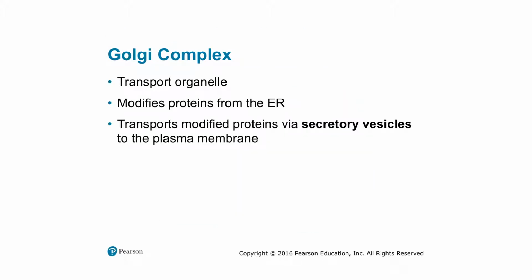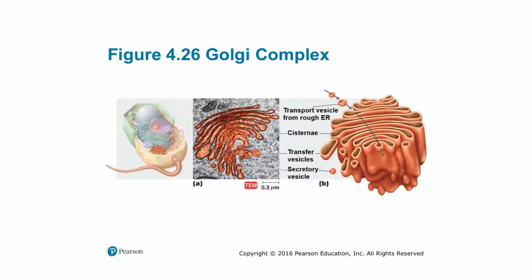The Golgi complex, these transport organelles, modify proteins from the endoplasmic reticulum. The modified proteins are transported via secretory vesicles to the plasma membrane. And so here, you should know that there's a cis face and a trans face. This is the cis face, and this is the trans face. So there's two different sides, and we always have things going in this direction. So it's a very directional transport.